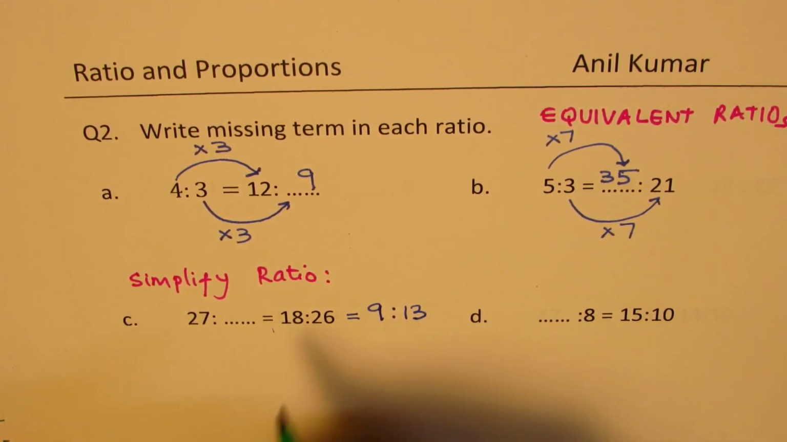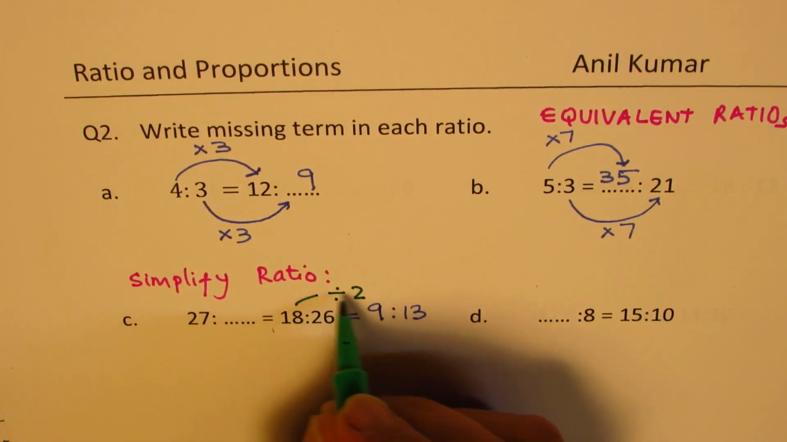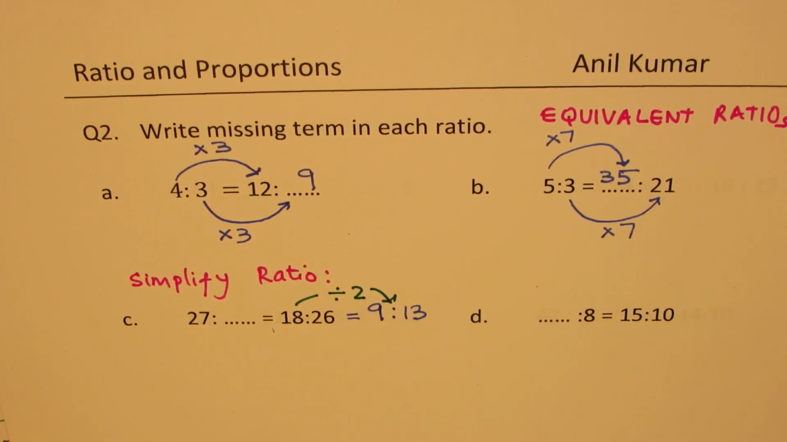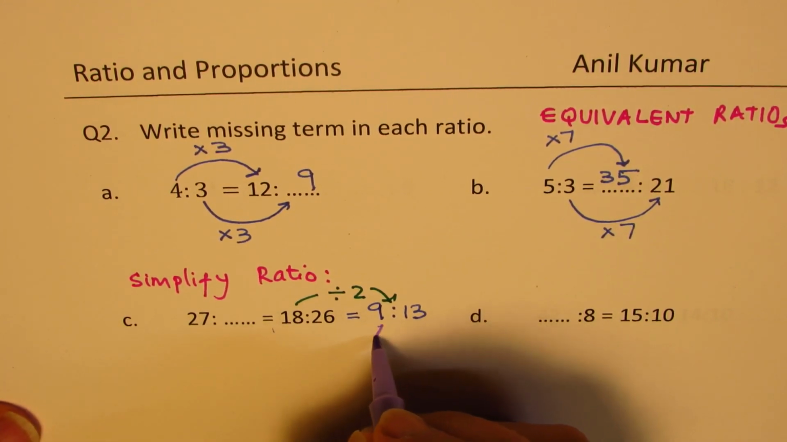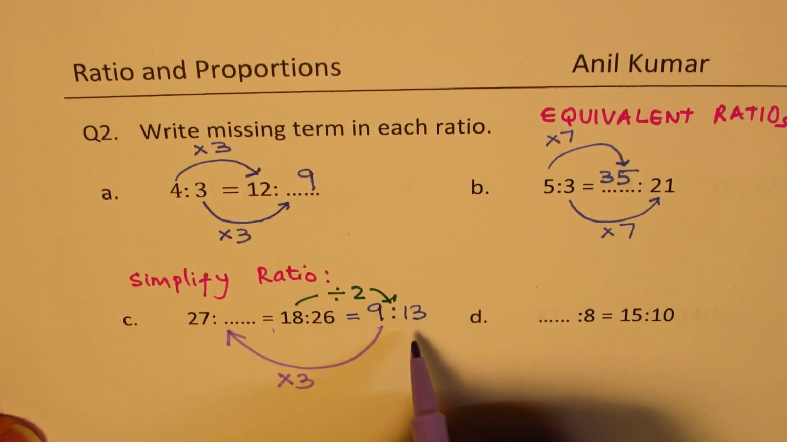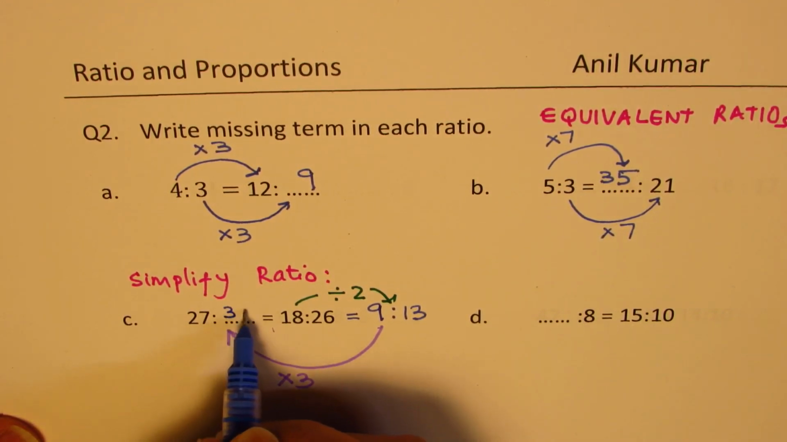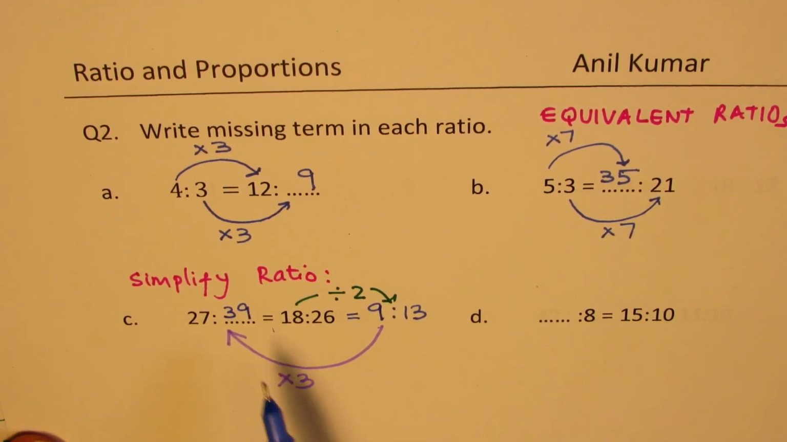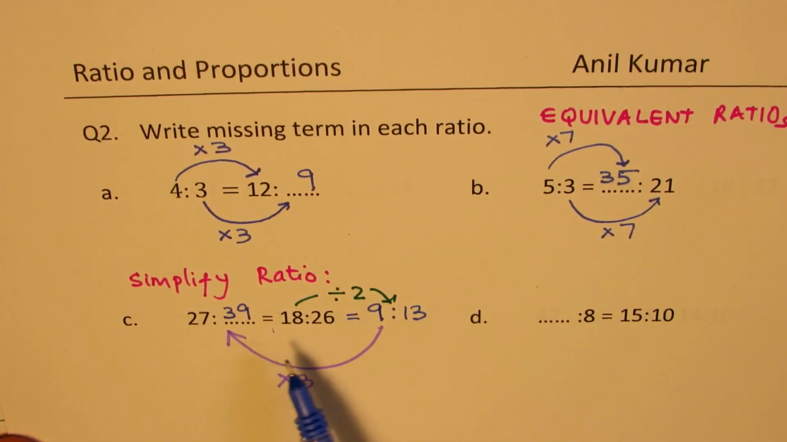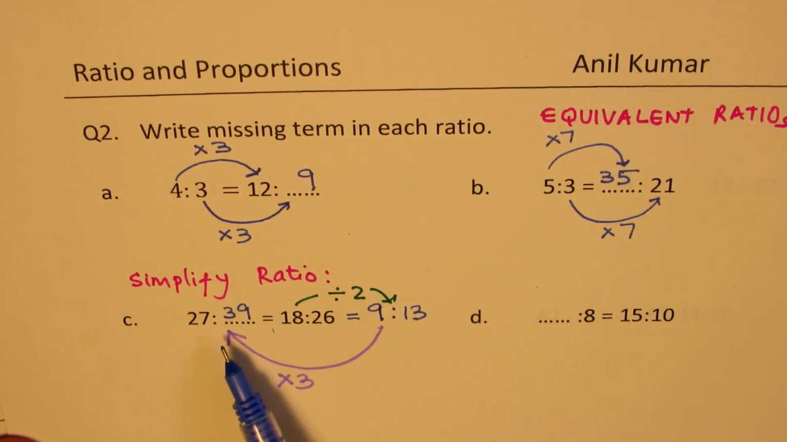You get the idea? So what we did in this case was divide both by 2, right? So we got 9 is to 13. And now we can see 9 times 3 is 27, right? So we'll do 3 times 13 also to get our answer. So 3 times 13 is 39, and that's how we get this number. Do you see? So sometimes it becomes very tricky. So you have to add one step, that is, get to the lowest term and then find the equivalent ratio. This is a very important exercise, right?